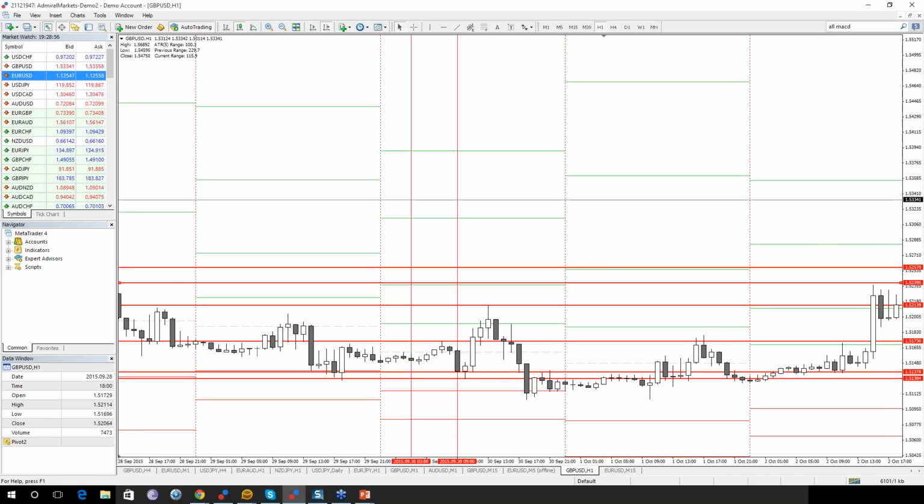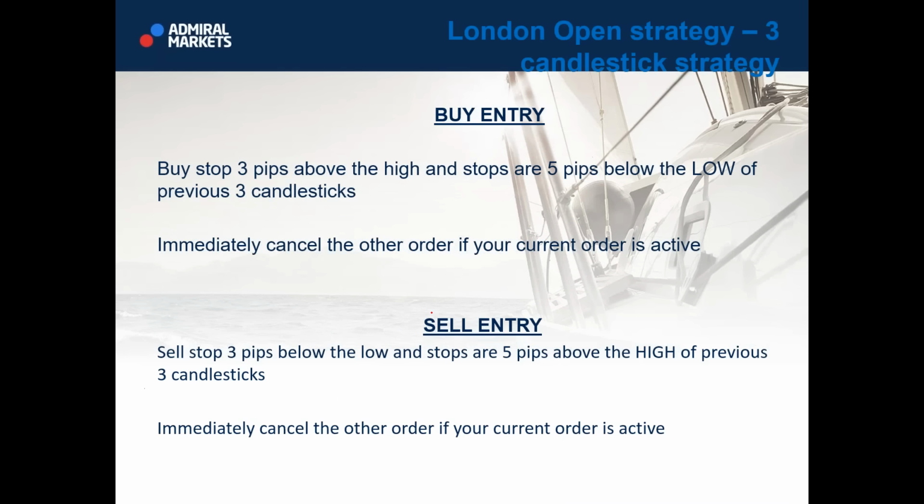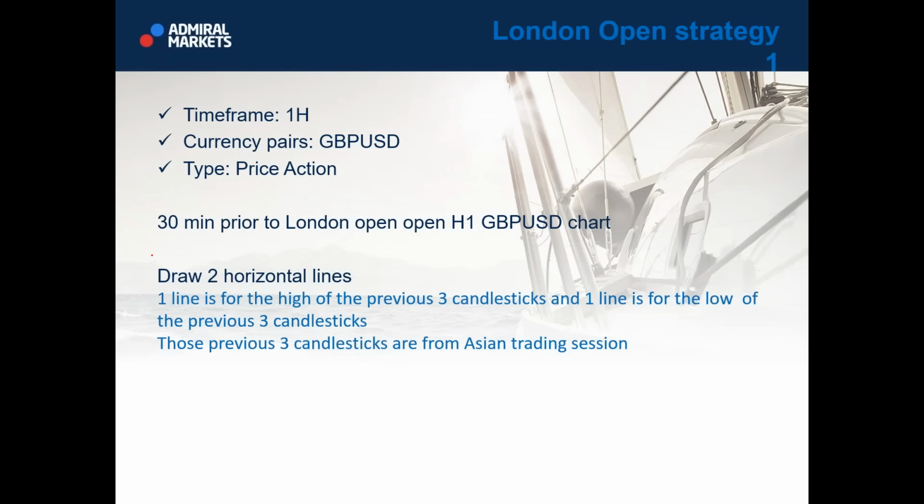Paul Pierre is saying, just checking, is it correct that entry can be made as soon as the third candle prior to London Open closes? Okay, not the third candle prior to London Open. I said it specifically here. Try to snapshot the chart. This is important. Draw 2 horizontal lines. One line is for the high of the previous 3 candlesticks, and one line is for the low of the previous 3 candlesticks. Those candlesticks are prior to London Open.